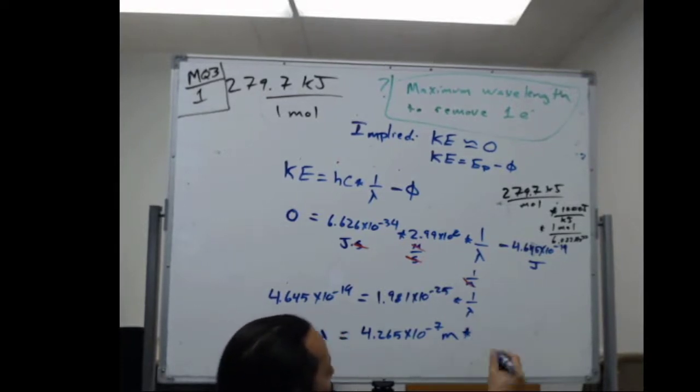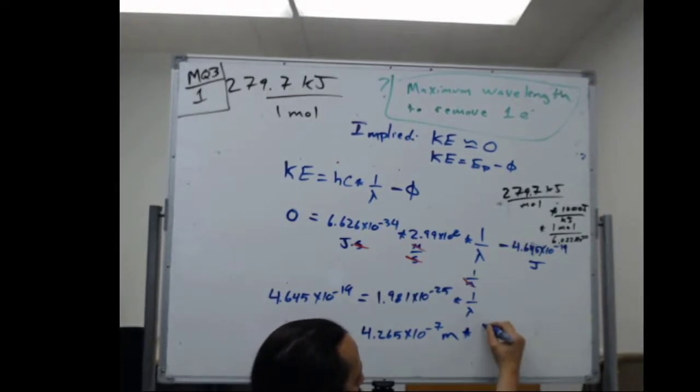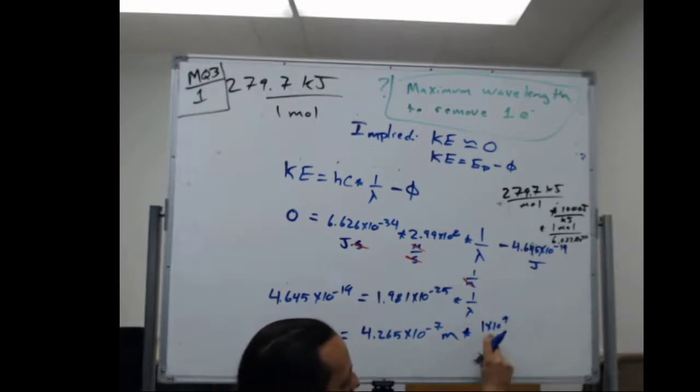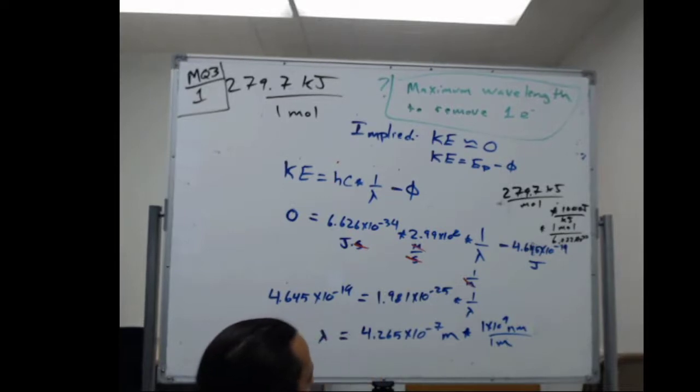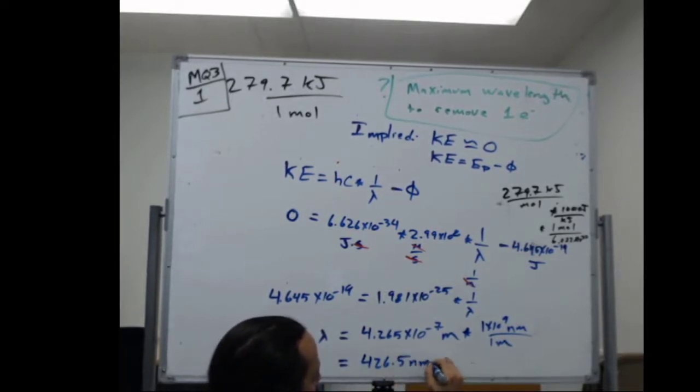We can convert that to nanometers. We've got 1 times 10 to the 9. We've got a whole lot of nanometers in 1 meter because nanometers are tiny. That's going to give us 426.5 in nanometers.